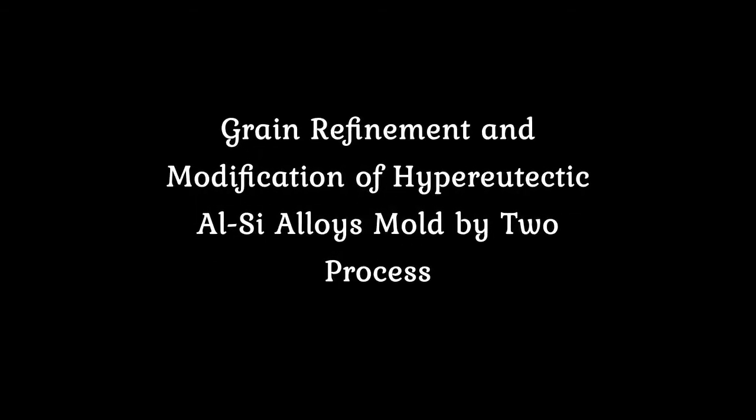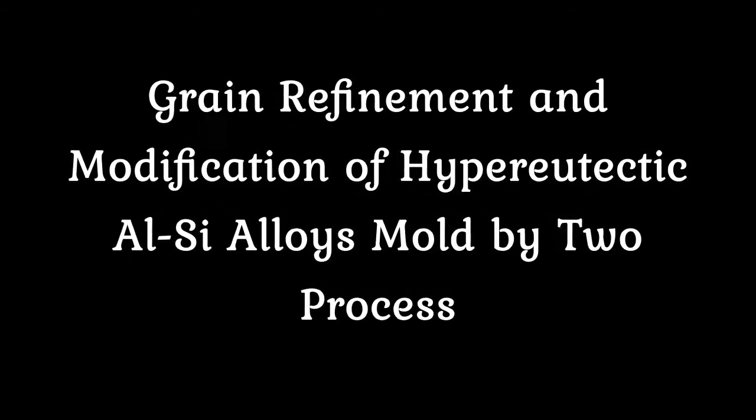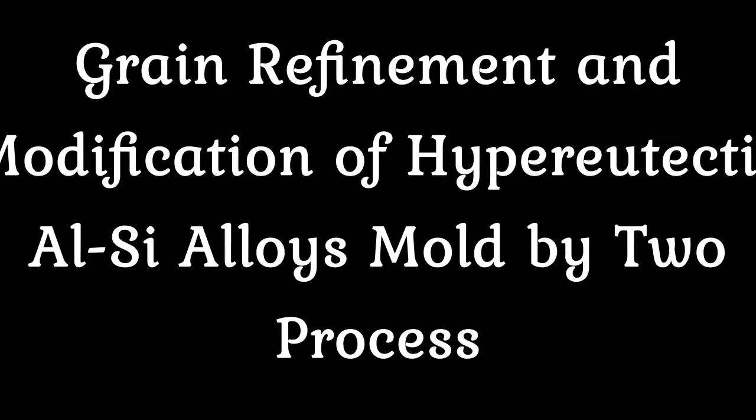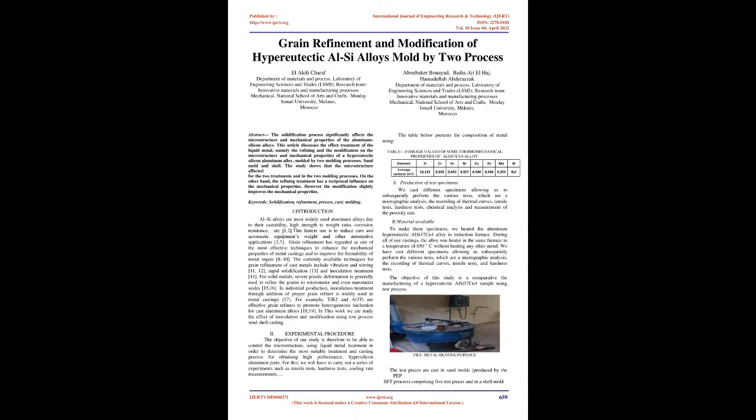Grain refinement and modification of hypereutectic Al-Si alloys molded by two processes. Abstract: the solidification process significantly affects the microstructure and mechanical properties of aluminum-silicon alloys. This article discusses the effect of treatment of the liquid metal, namely refining and modification, on the microstructure and mechanical properties of a hypereutectic silicon-aluminum alloy, molded by two molding processes.